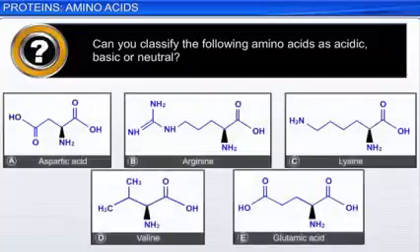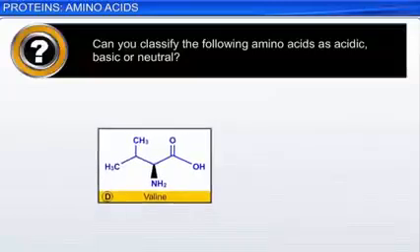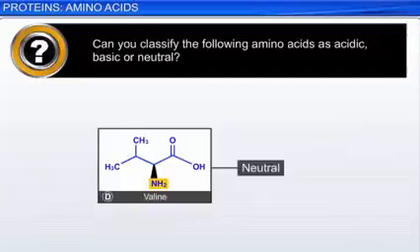Molecule D, the amino acid valine, is neutral. It has one amino group and one carboxylic group.